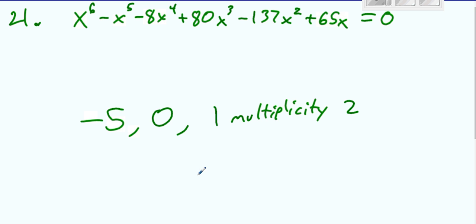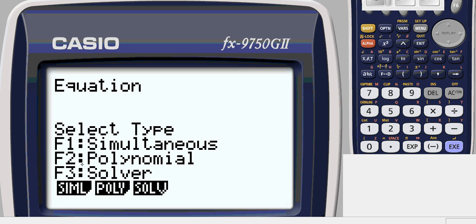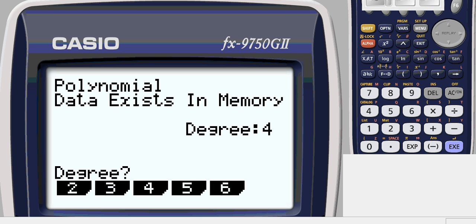Now, if your calculator doesn't have this function, there's no option but to do synthetic division and divide off -5, 0, 1, and then 1 again, and then you're going to be left with an x squared something. You could do that, but it's a lot of work by hand. If your calculator has the function, go to equation solver 8. This is a polynomial, so we will choose polynomial. It was a degree of 6, so select 6.